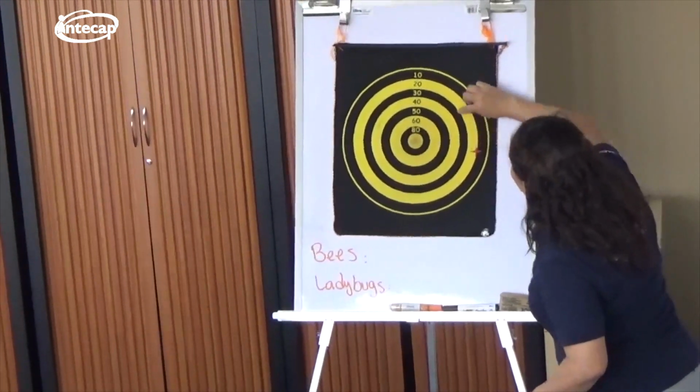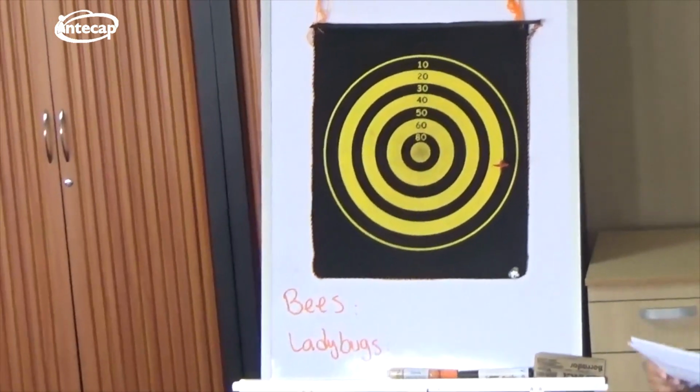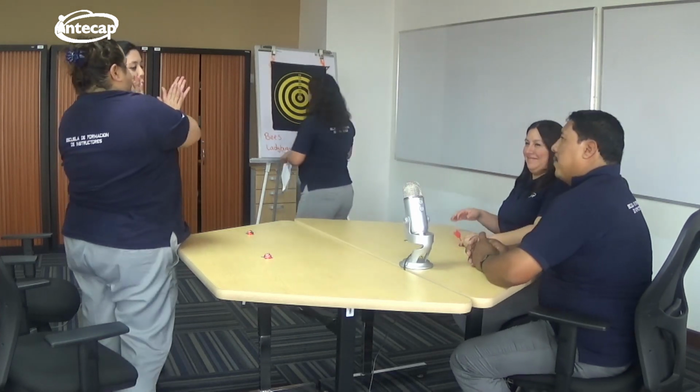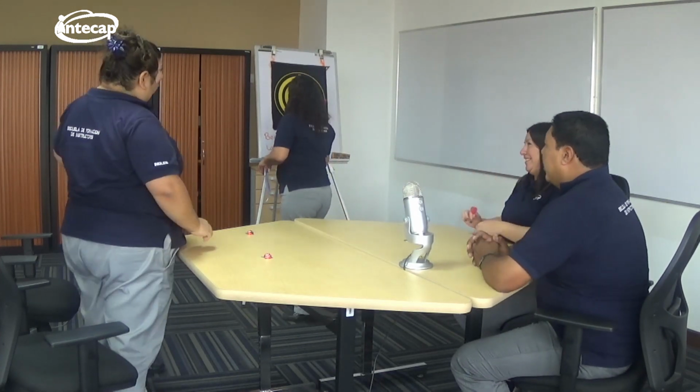Okay, this is yellow. So for 20 points, you may ask your classmate, what is the auxiliary verb for the third person singular in simple past? Did. Very good! So now you have 20 points.